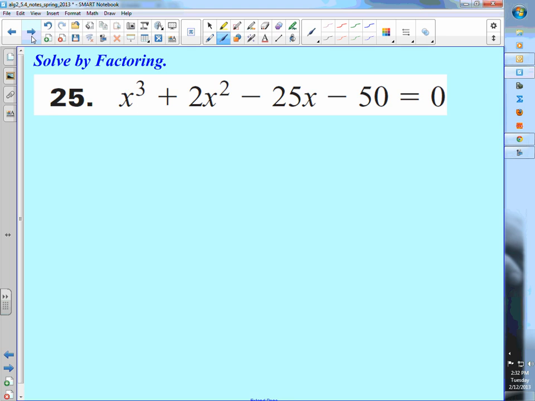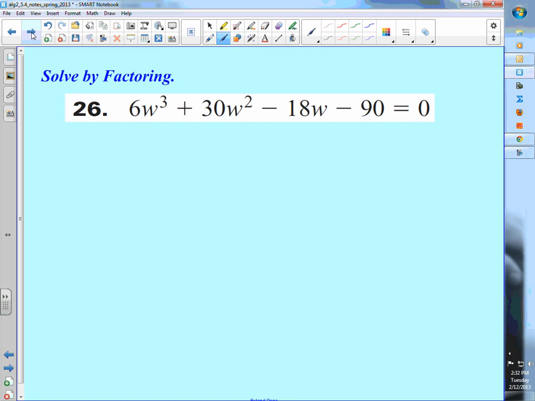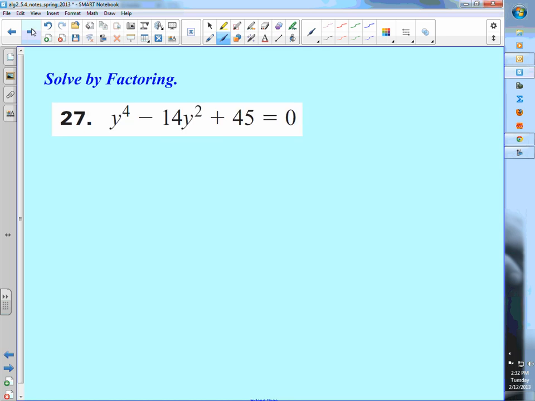How would you solve this one? Group it. How do you know? 4 terms. Group them. First two, last two. How do you solve this? Group them. How about this one?